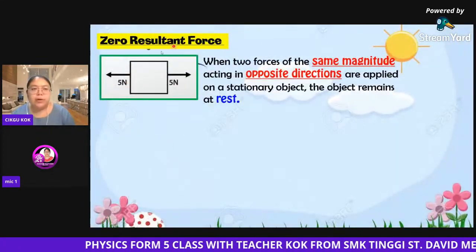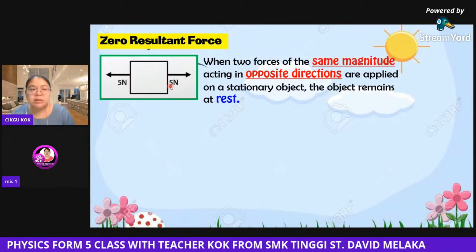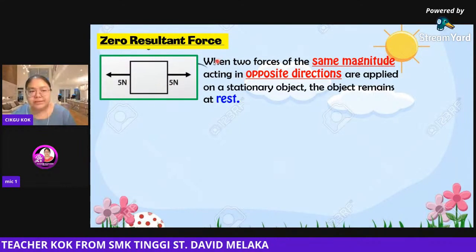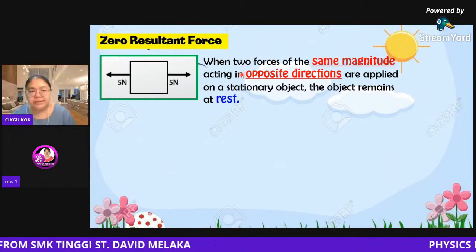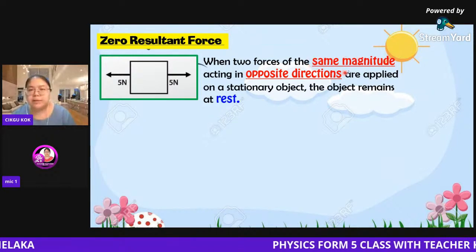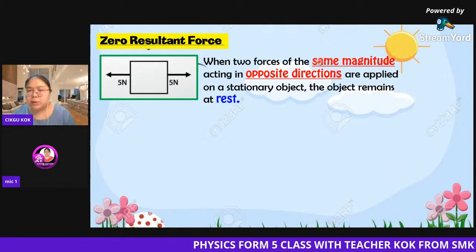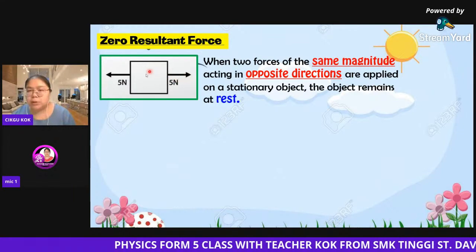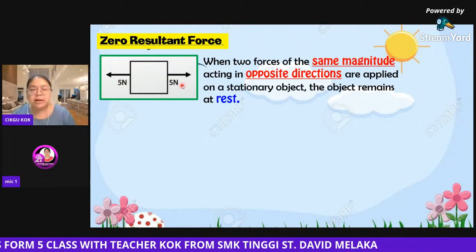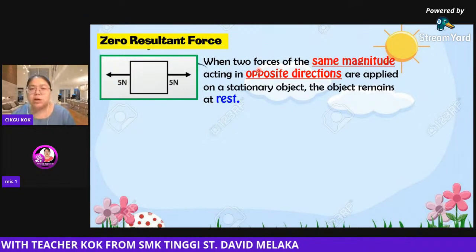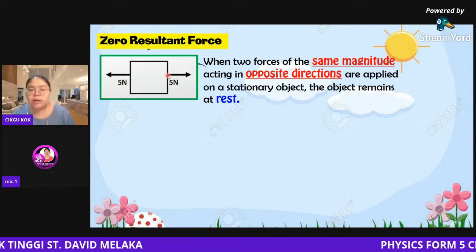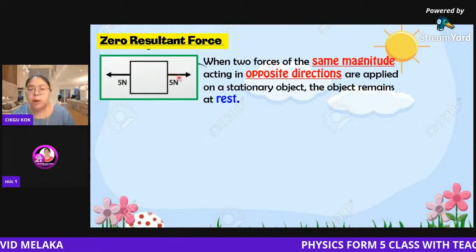Okay, so just now was the introduction. Now we need to go through zero resultant force. For zero resultant force, you need to remember two words. First is the same magnitude. Magnitude means value. Both sides the magnitude is the same. You see the diagram: left 5 Newton, another one right also 5 Newton. Then the other word is opposite direction. When they are in opposite directions, it means they are balanced now.